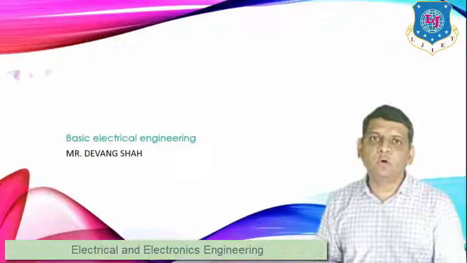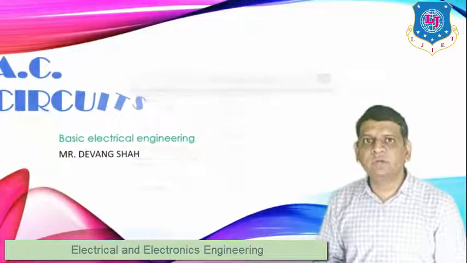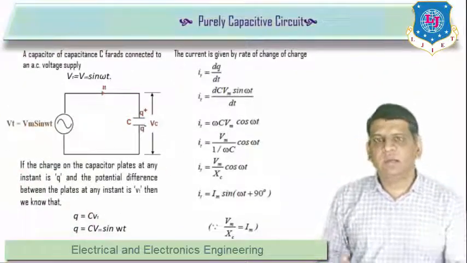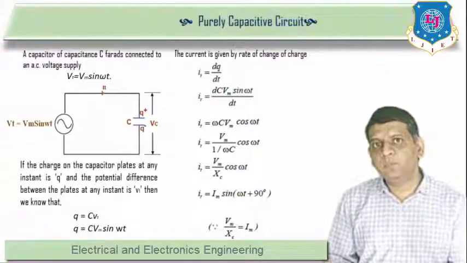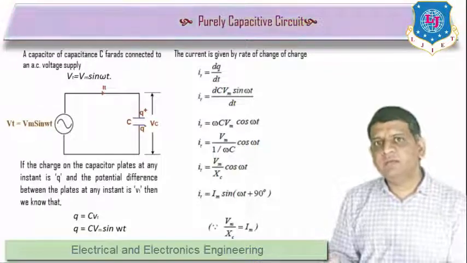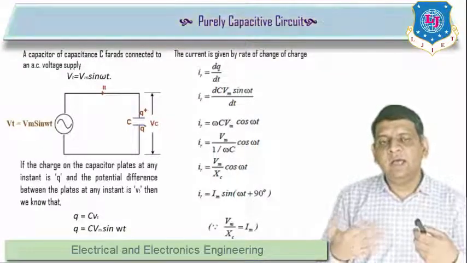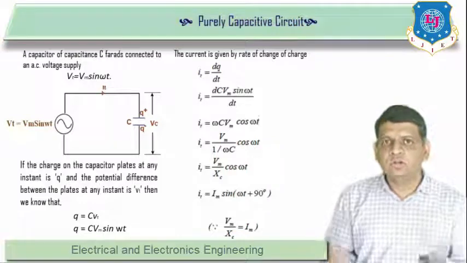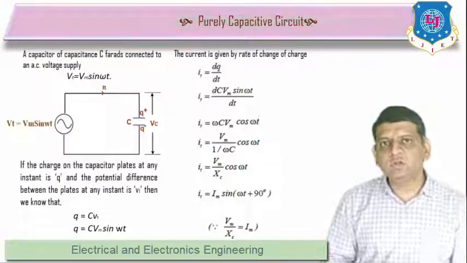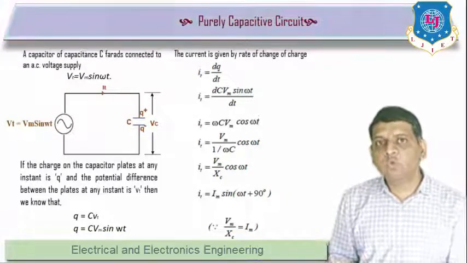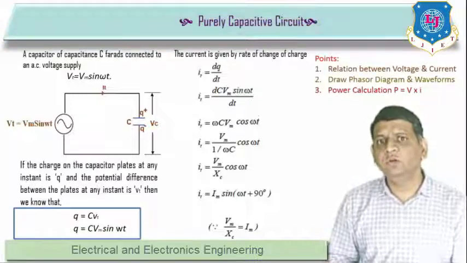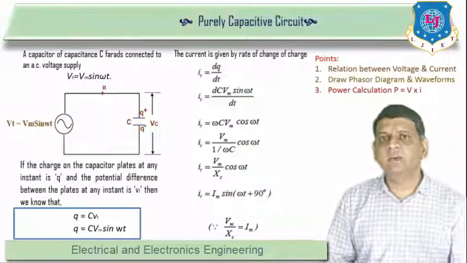This is the case for a purely capacitive circuit. Again, it's a part of the AC circuit where you can see an AC sinusoidal signal applied to a purely capacitor, where V is equal to Vm sin omega t is applied to the capacitor. So the charge stored in a capacitor Q is equal to C into V(t), where Q is equal to C into Vm sin omega t, right?